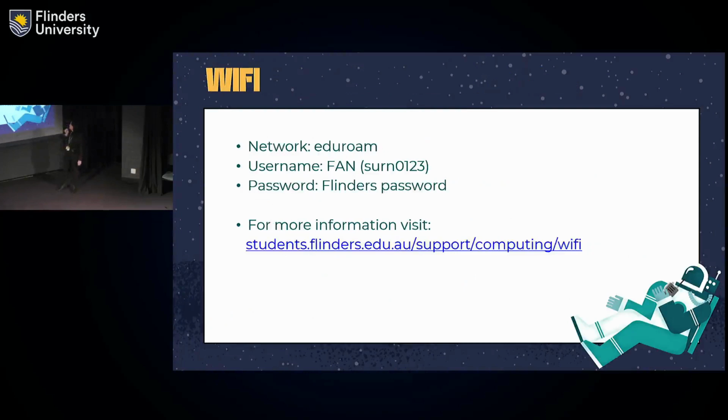The next thing that you need to know is how to access the Wi-Fi here at Flinders. So when you're studying on campus, you can use our Wi-Fi. The network name is EduRoam. If you look it up on your devices, you use your FAN and your password to be able to access it. For more information, visit the link on the website to be able to help with your access to the Wi-Fi.